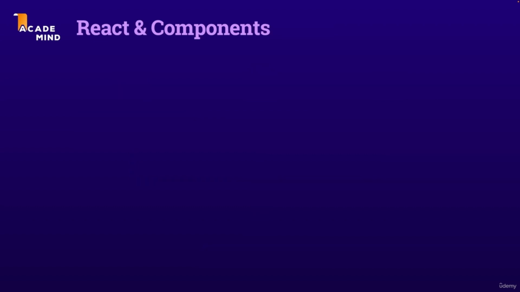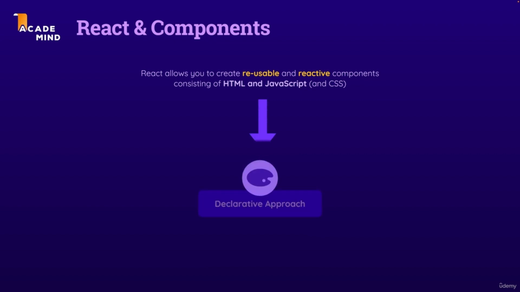So, long story short, React is all about components and about building these components which we combine together. React allows you to create these reusable and reactive components, and you are going to see what reactive means in detail later. React allows you to build these reusable and reactive components consisting of HTML and JavaScript, and as I mentioned, also a bit of CSS. Now here's the important part though. As you will learn throughout this course, React uses something which is called a declarative approach for building these components.